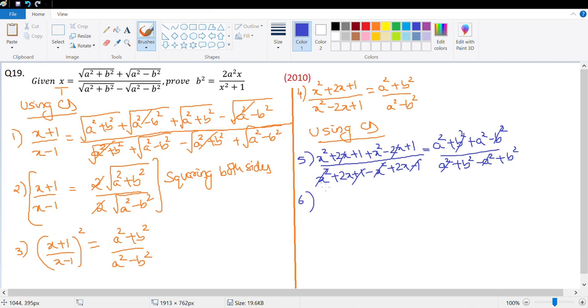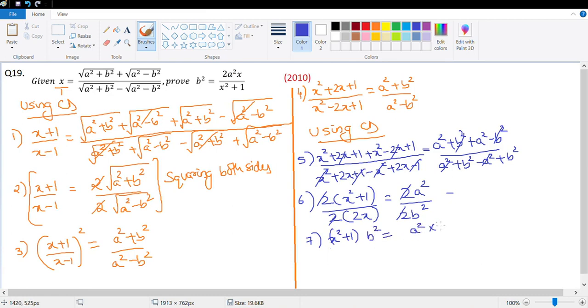So what we have in the numerator is 2 times x square plus 1. In the denominator, we have 2 times 2x. Here in the numerator, I have 2 times a square. In the denominator, I have 2 times b square. 2 and 2 get cancelled, 2 and 2 get cancelled. So what we have here is x square plus 1 multiplied with b square is equal to a square multiplied with 2x.